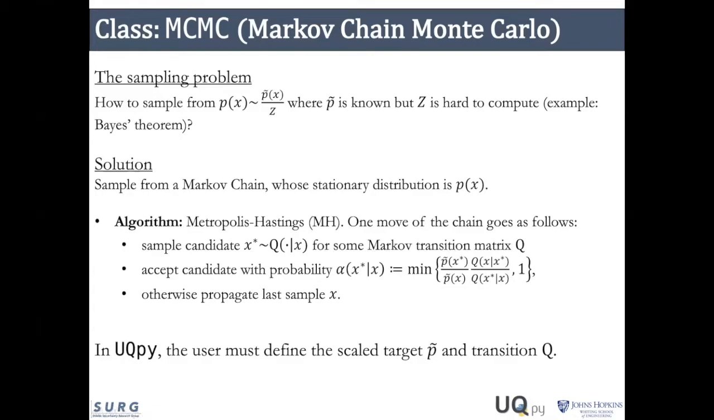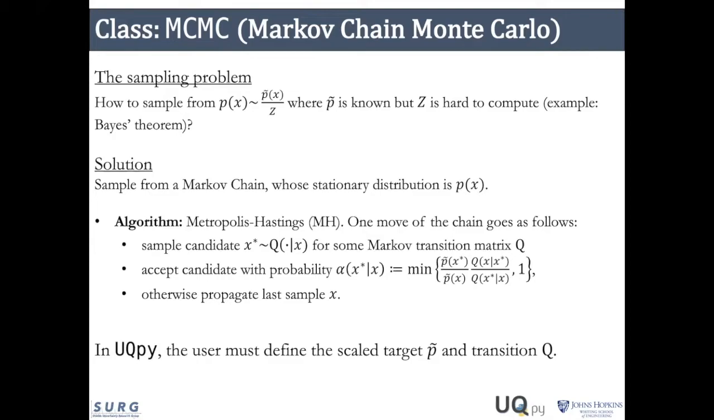And so that actually is going to arise a lot when you do Bayesian inference. We're going to be talking about that tomorrow, but MCMC is used quite a lot for Bayesian inference. So the solution here is that you're going to sample from a Markov chain whose stationary distribution is the target distribution P. And one well-known algorithm is the Metropolis-Hastings algorithm, and it basically goes as follows.